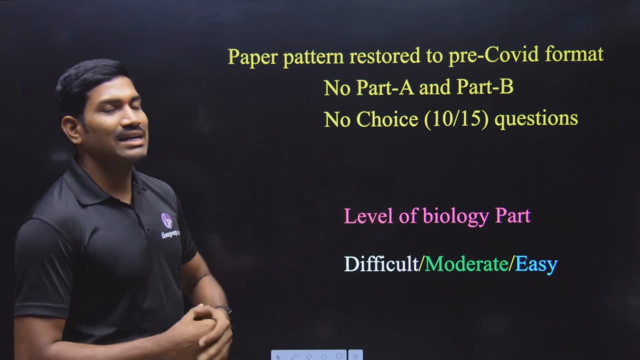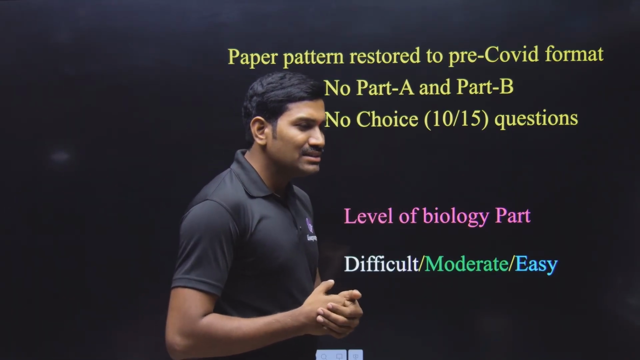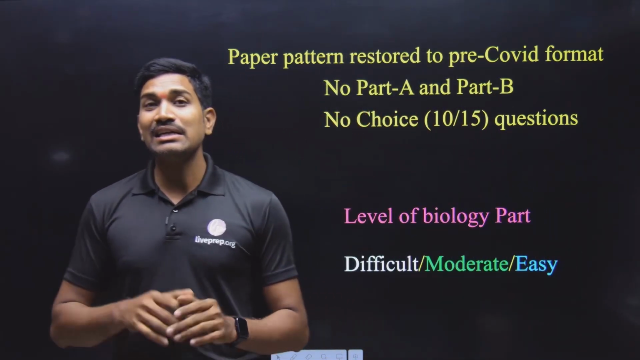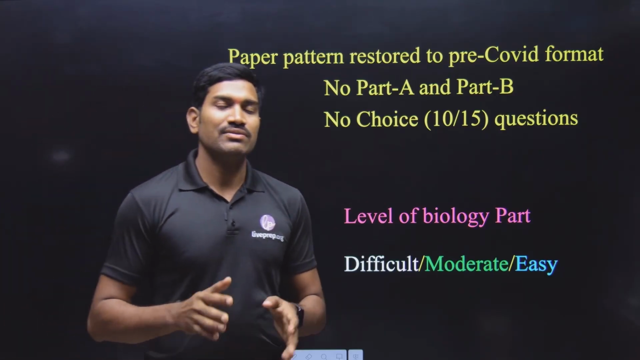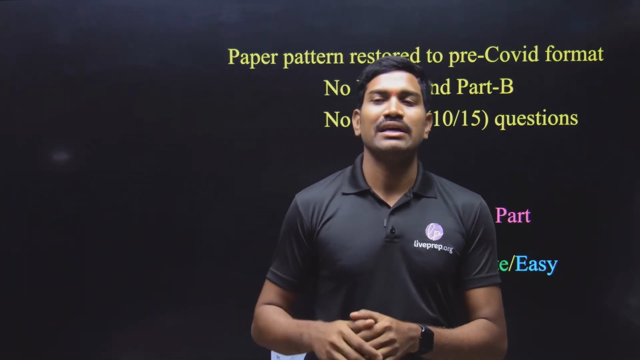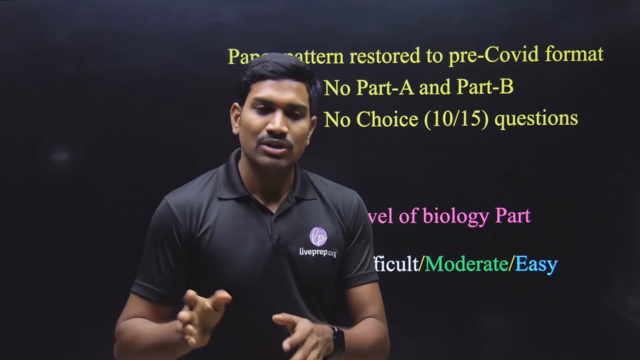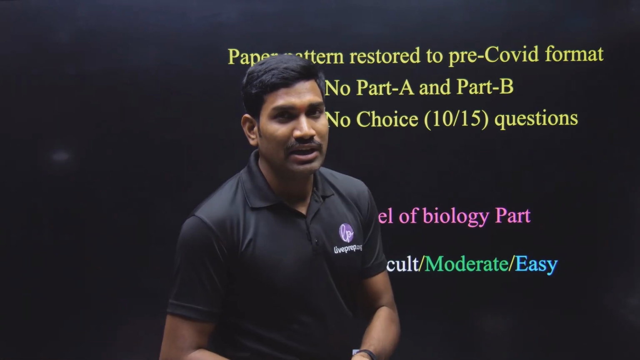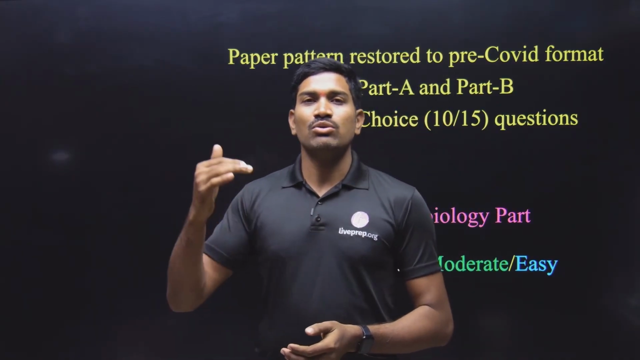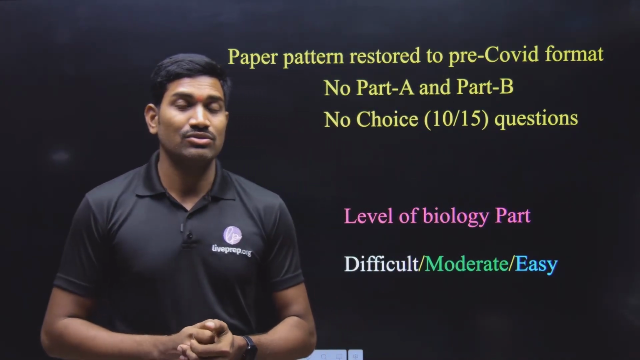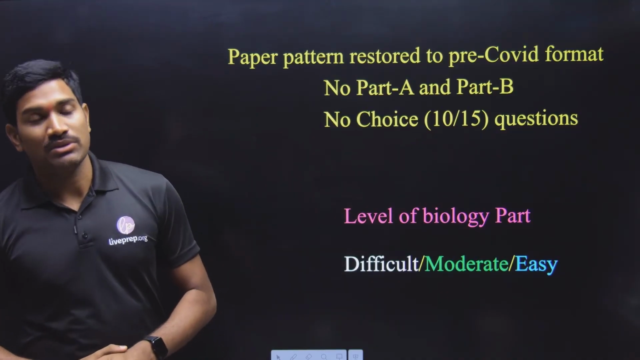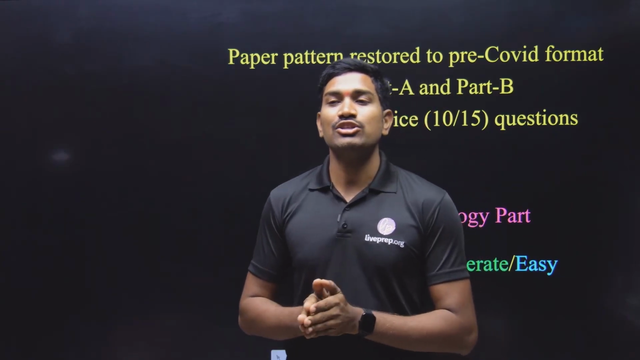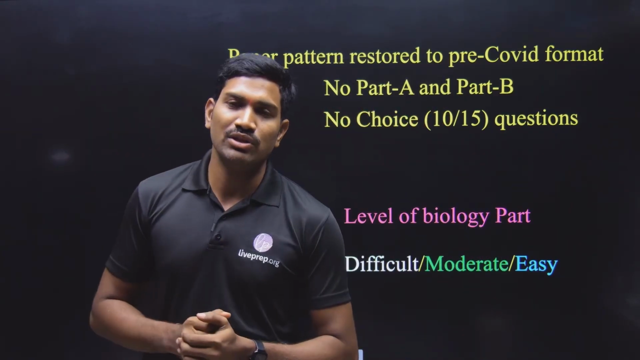The next important thing is regarding the level of the biology part. Generally students are saying that biology is easy, easy in comparison with physics and chemistry, since physics and chemistry are a little bit difficult. So the 2025 biology paper is considered easy. But if you compare the 2025 biology paper with 2024, 2023 and the previous NEET biology papers, this year's paper is not that easy. This is the point you need to understand.